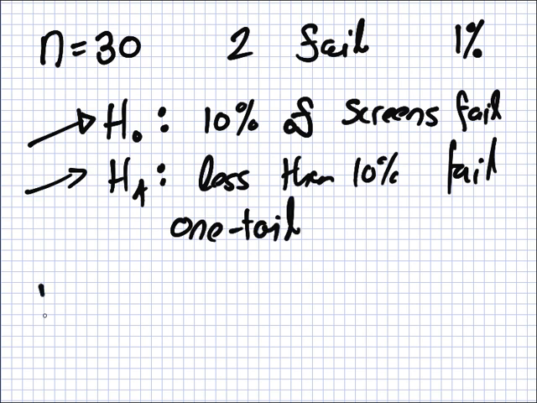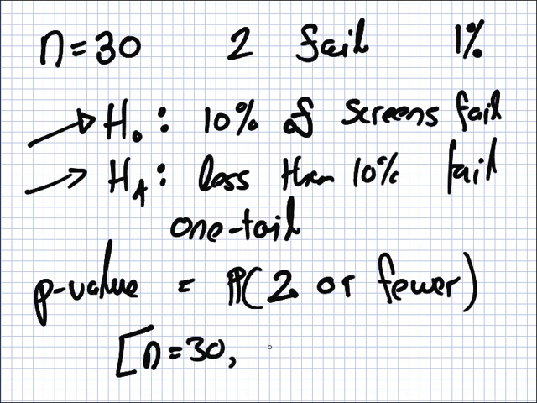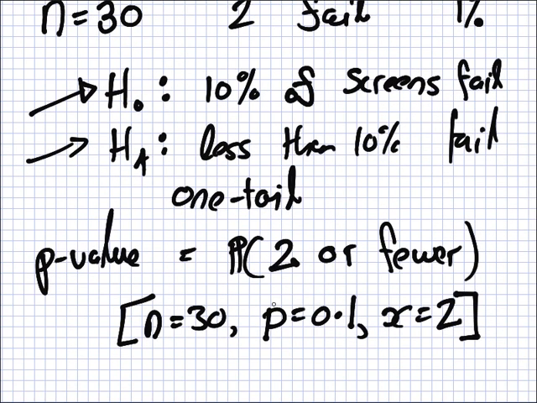So we need to calculate the p-value, which would be the probability that 2, and what would be more extreme here? 2 or fewer. So we need to go to our tables. We need to go to table 30, p equals 0.1, and x equals 2. And what do we get?